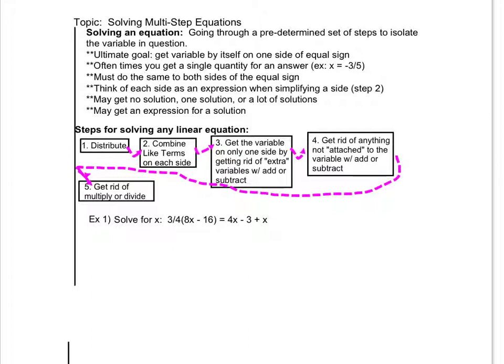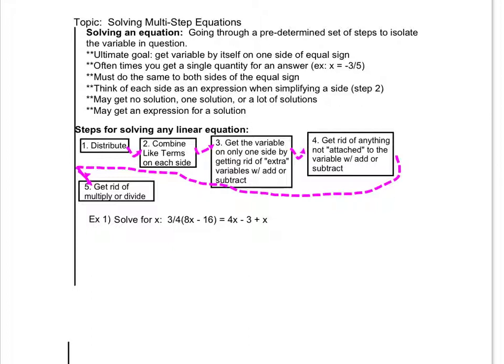Most of the time we're going to get a single quantity for an answer, such as x equals 4, or x equals -3/5. But it's not always true. There are going to be some situations where we might get no solution, or what we call infinitely many solutions, which we'll look at in a later video. And we also need to be comfortable with getting an expression for a solution as opposed to just an answer, especially if we're manipulating formulas.